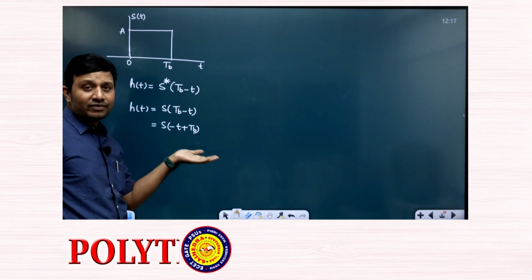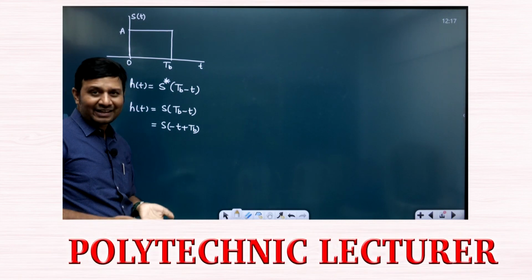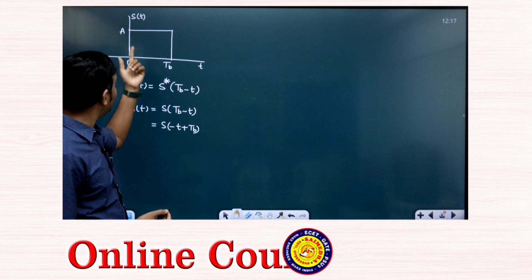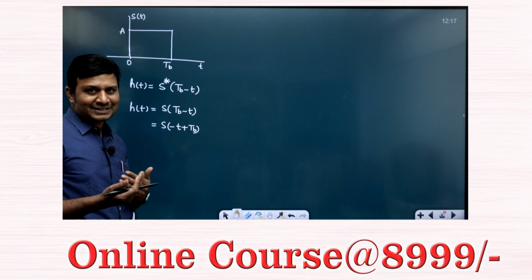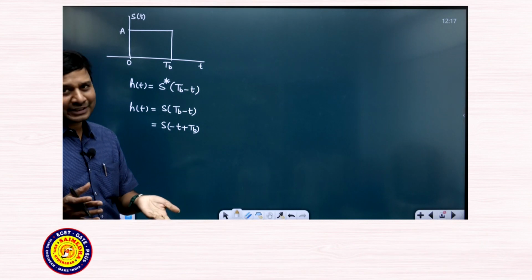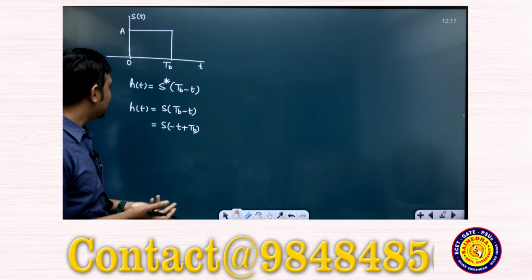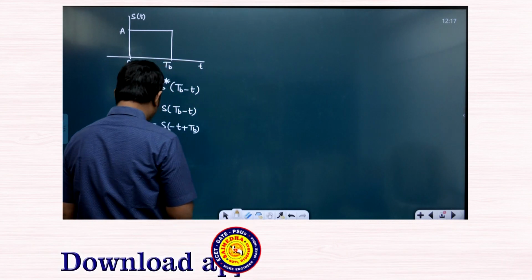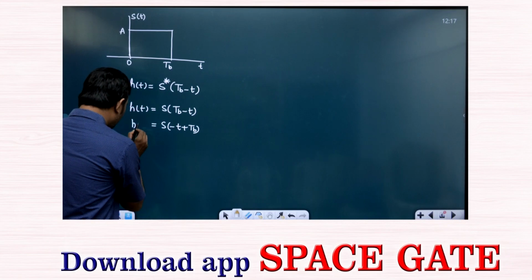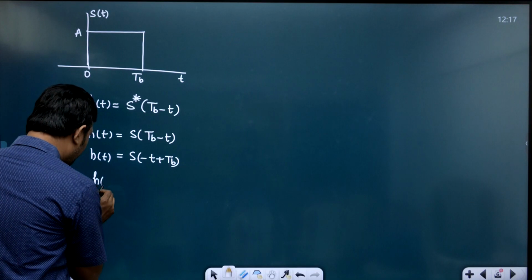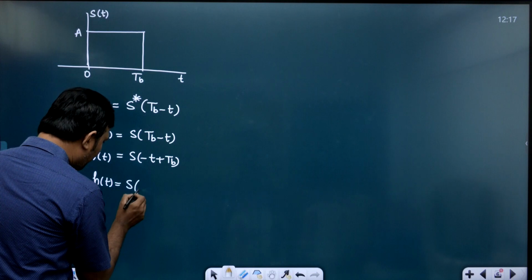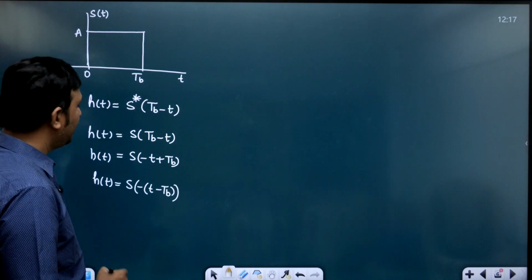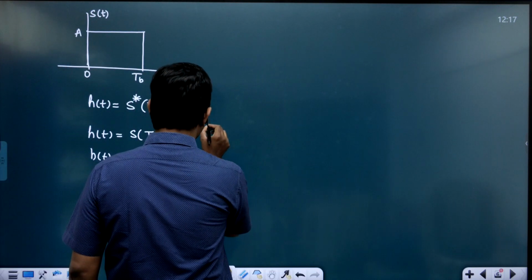See, in signals and systems you might have studied many different techniques to get this s of minus t plus tb from s of t. You can first shift then scale, or first scale then shift. Many methods you might have studied. If I perform first scale then shift here, look, this can be written as s of minus of t minus tb. So s of t is there with us.